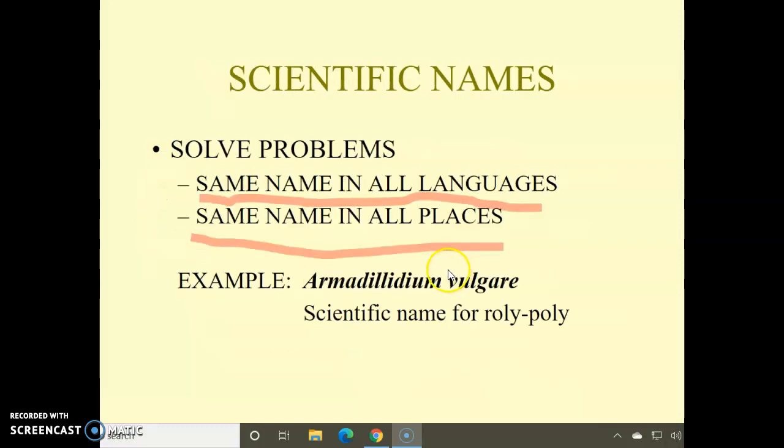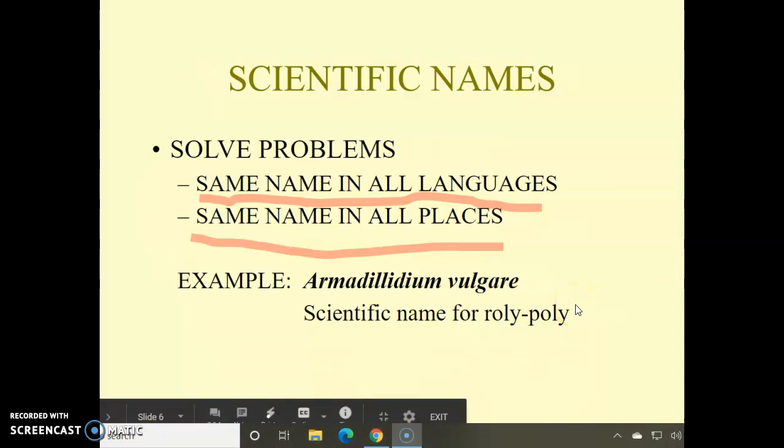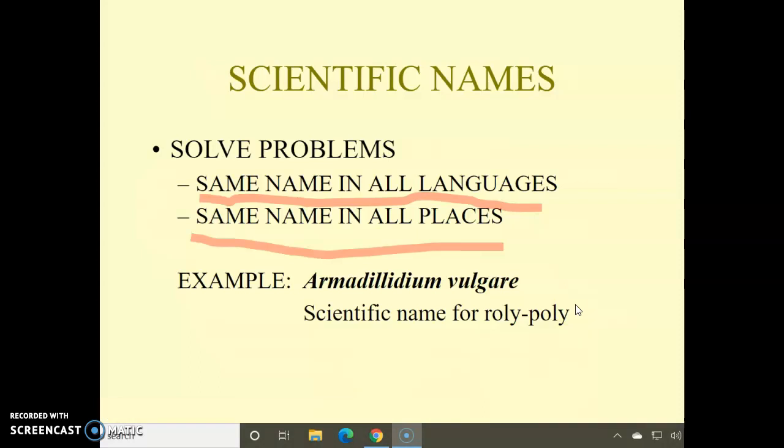So scientific names, underneath that, I want you to put there the same name in all languages and the same name in all places. So there underneath you can see the name for the pill bug or the roly-poly is the Armadillidium vulgare. So that's the scientific name for the roly-poly.